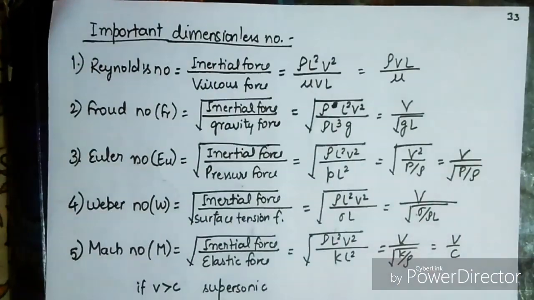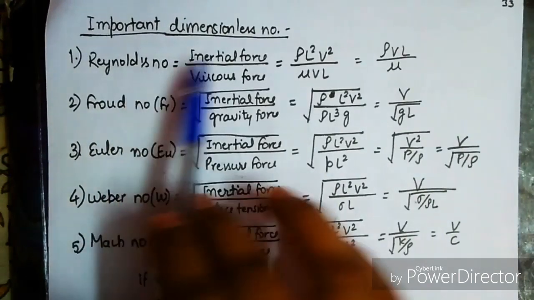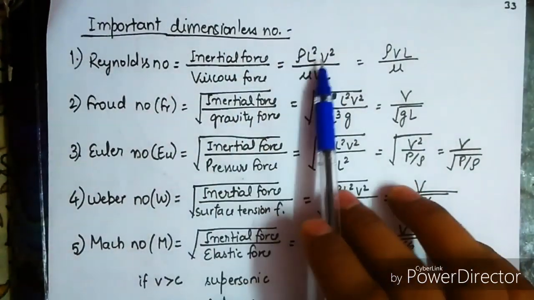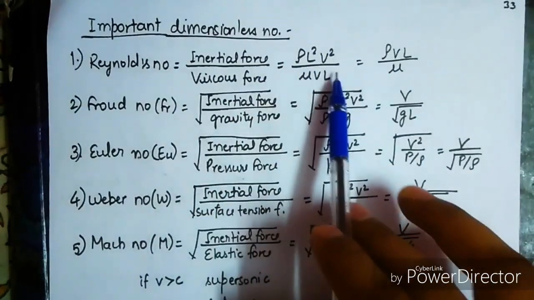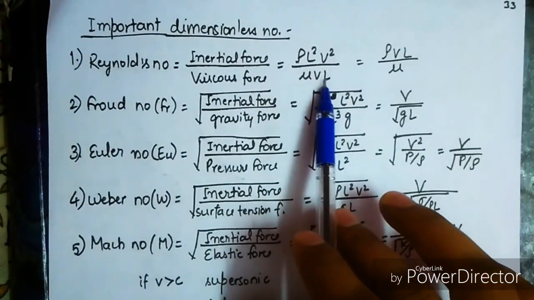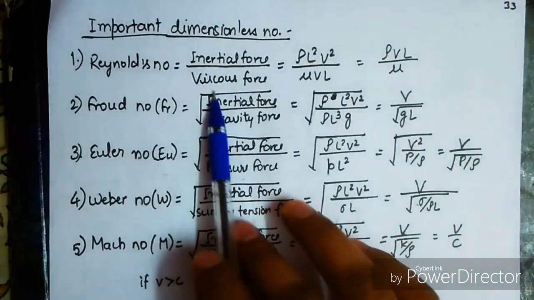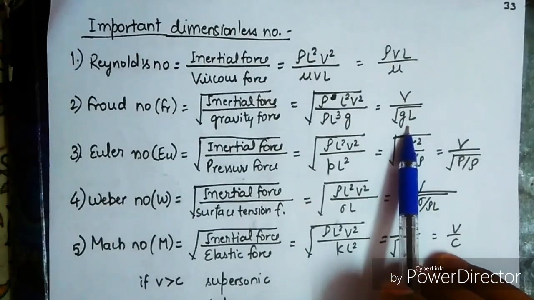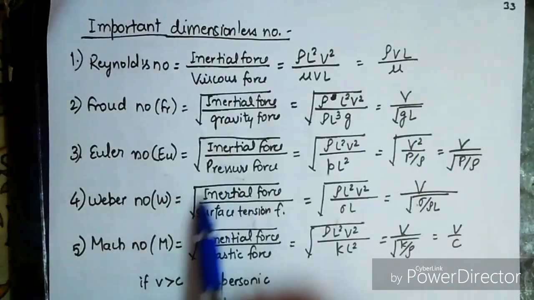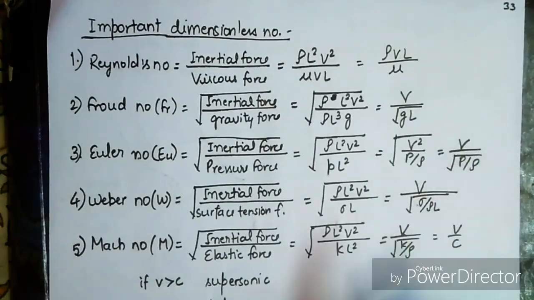Now the important dimensionless numbers which we have to memorize. Reynolds number equals inertial force upon viscous force. Inertial force has dimension rho L square V square, viscous force has dimension mu V L, so the formula becomes rho V L upon mu. Froude number is the square root of inertial force upon gravity force, giving V upon root GL. Euler number is the square root of inertial force upon pressure force, giving V upon square root of P upon rho.